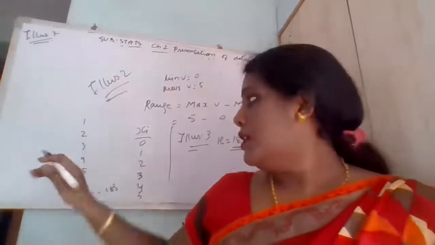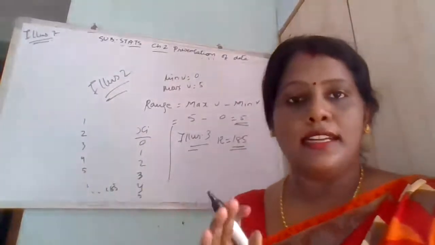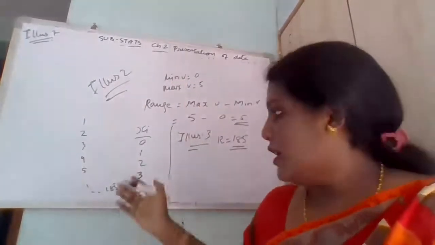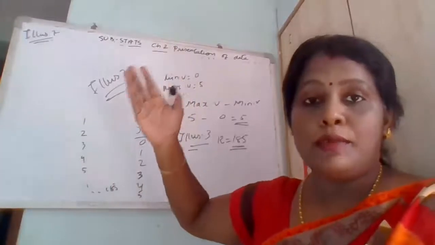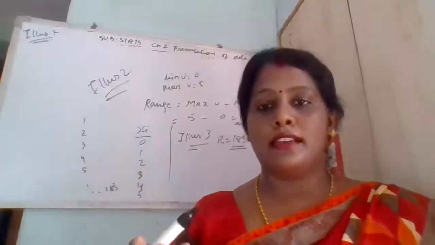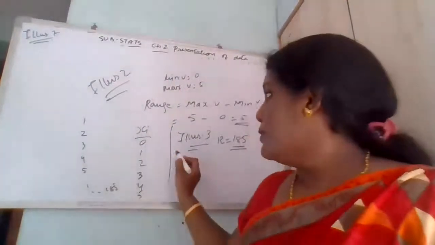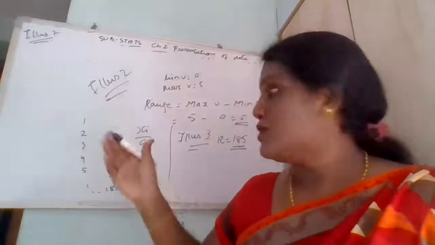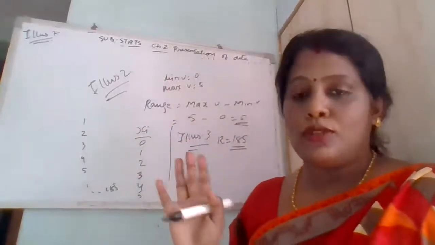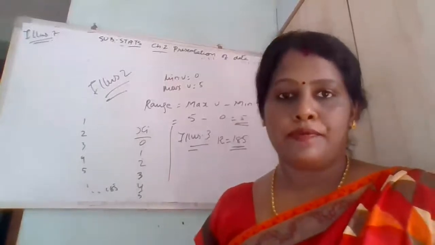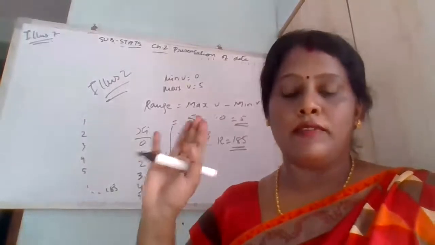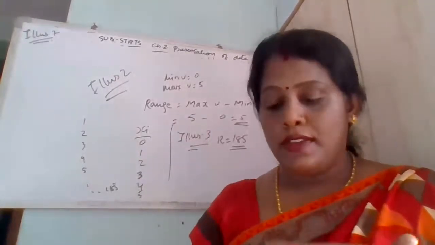Understood? So if it is 10 or less than 10, then only you can write 1, 2, 3, 4, 5 in sequence till 10, if you are assuming to find it in a discrete method. But here you have to write till 185, so it is not at all possible. That's why we are finding the range.